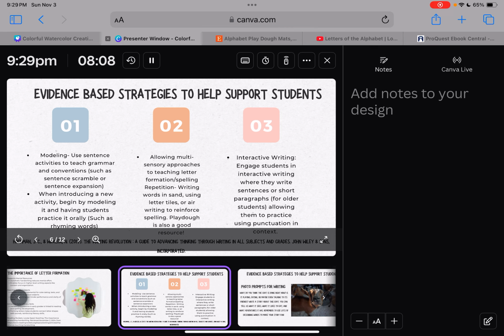So again, using your hands is always, always awesome if you're able to. Again, I know when you get into older grades, your kids might not enjoy something like that as much. Let's go over some interactive writing things as well. Engage students in interactive writing when they write sentences or short paragraphs. For older students, you're going to allow them to practice punctuation in context.